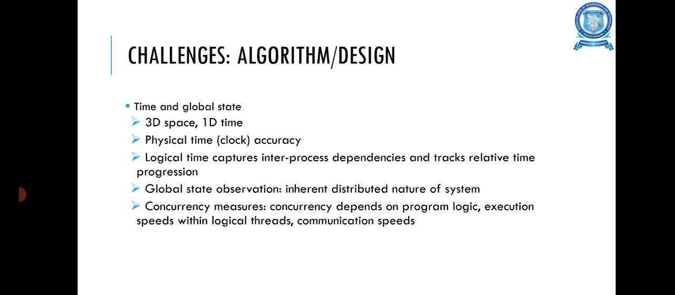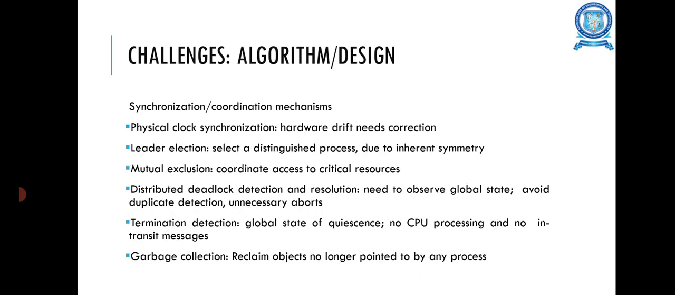Then time and global state, based on 3D space, 1D time. Then the next one is physical time, logical time, global state observation, concurrency measures. These come under the algorithm and design issues. Then it also contains synchronization and coordination mechanisms. The synchronization and coordination mechanism includes physical clock synchronization. Next, that means hardware drift needs corrections.